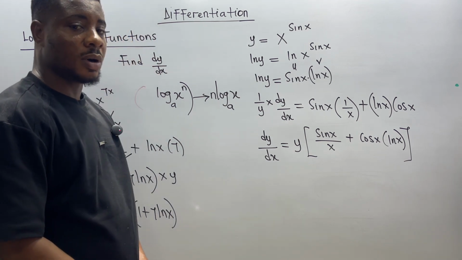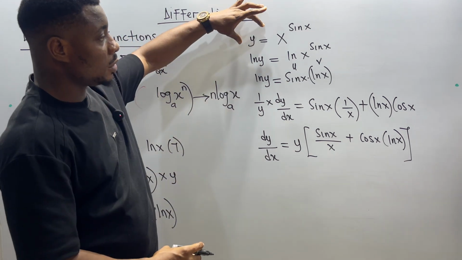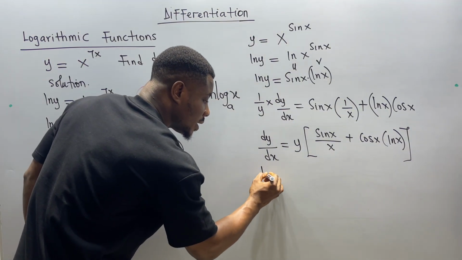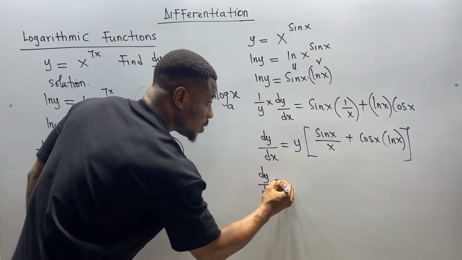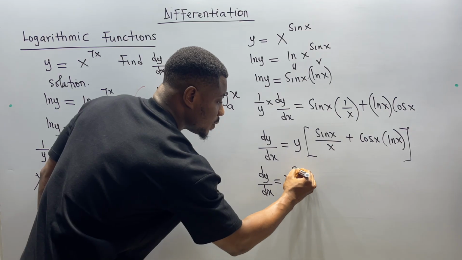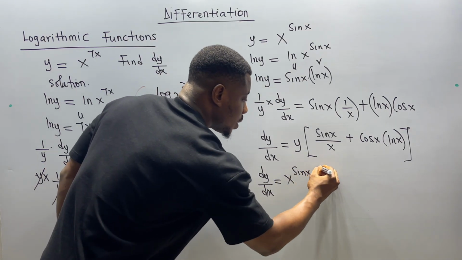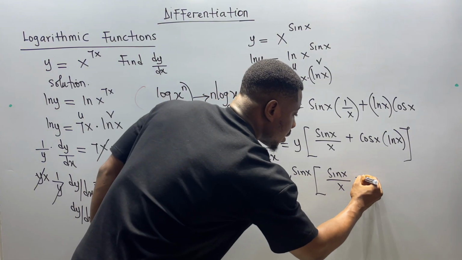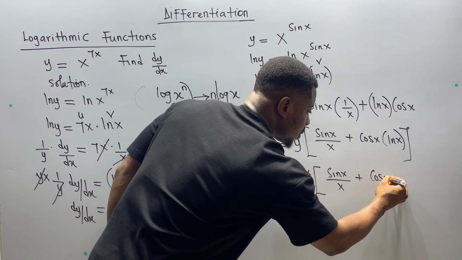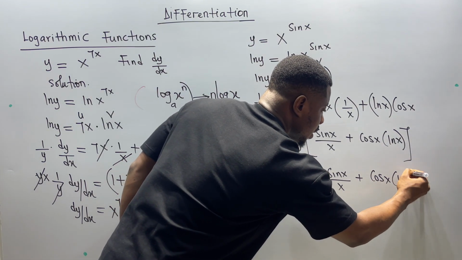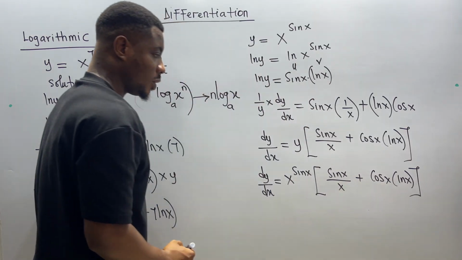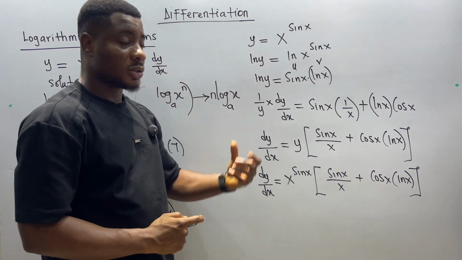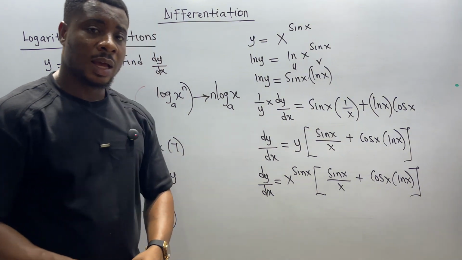Now we replace the value for our y. What is our y? From the original equation, our y is x to the power of sine x. So that gives us dy over dx here, which is now equal to x to the power of sine x into sine x over x plus cos x into ln x. Okay, this becomes our answer. So if we apply logarithmic differentiation in doing this question, we're going to arrive at this answer.